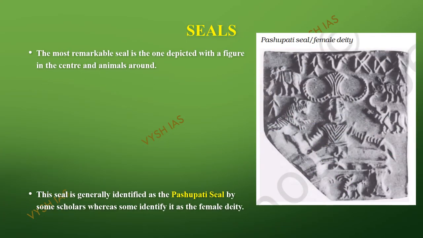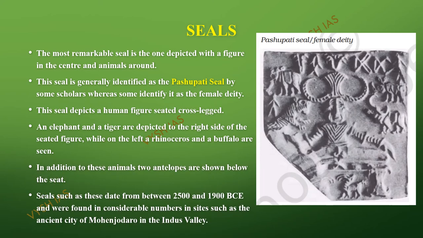One of the most important or famous seals is the Pasupati seal, which you see on the screen. Pasupati seal has both human and animal figures depicted in this. This human figure is cross-legged. You can see here, this is the human figure. It is in a seated position, cross-legged. On the right side, an elephant and a tiger are depicted. On the left side, a rhinoceros and buffalo are depicted. In addition to these, at the bottom, two antelopes are also shown.